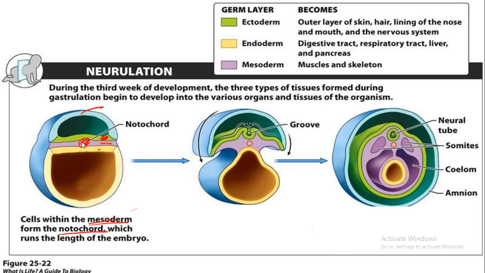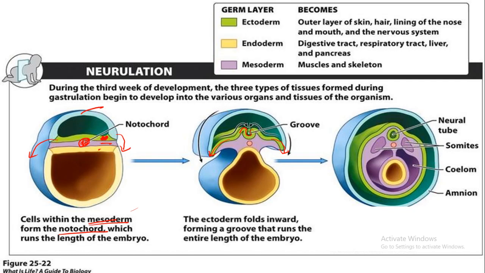When it weakens this point, then the ectoderm layer will start moving in that way. Just like this diagram. I think this diagram I showed. The notochord layer will start expanding like that, and there is a groove which is formed, and this groove is known as the neural groove. Okay, so there we go.